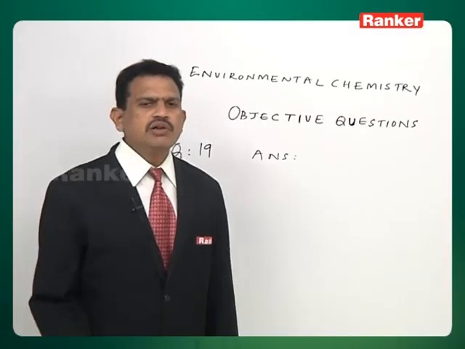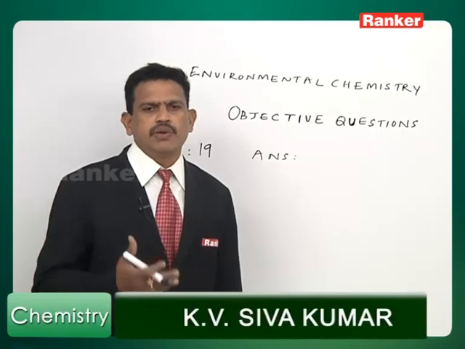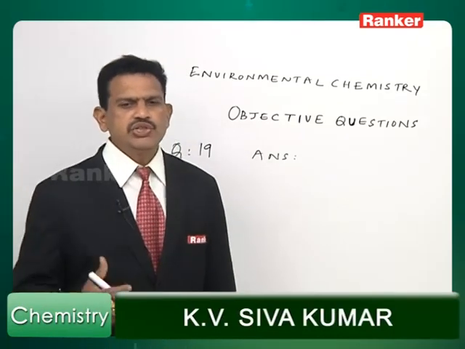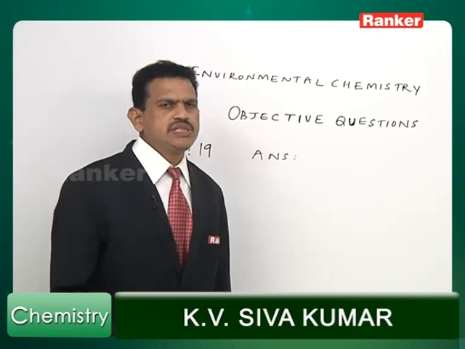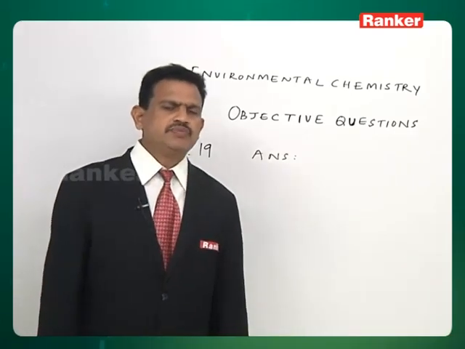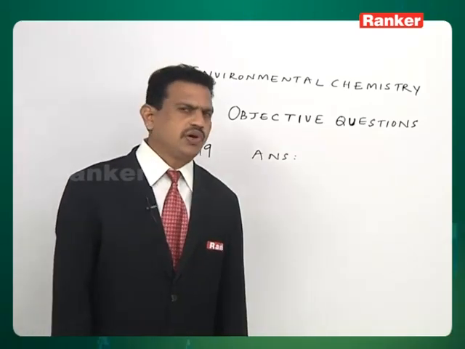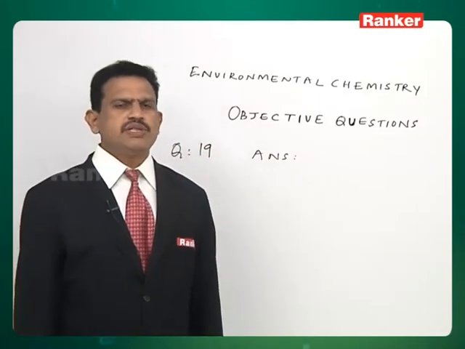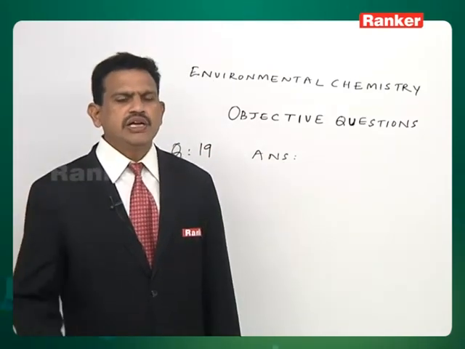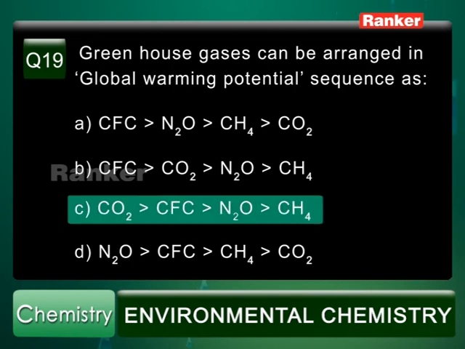Greenhouse gases can be arranged in global warming potential sequence. The most dangerous global warming gas is carbon dioxide. Next to carbon dioxide is chlorofluorocarbons. Next to chlorofluorocarbons is nitrous oxide. Next to that is methane. So we can go for option C.